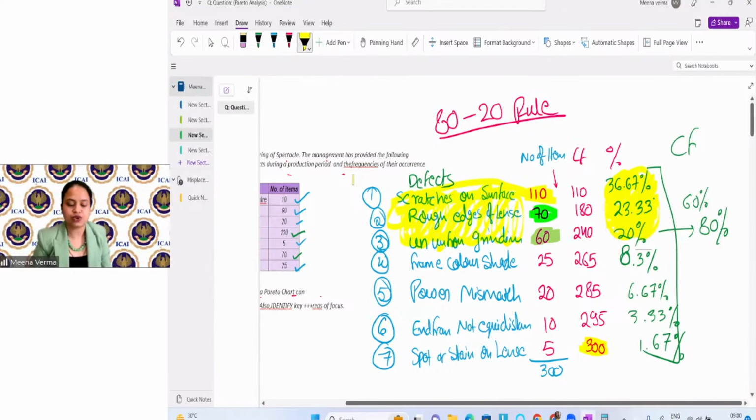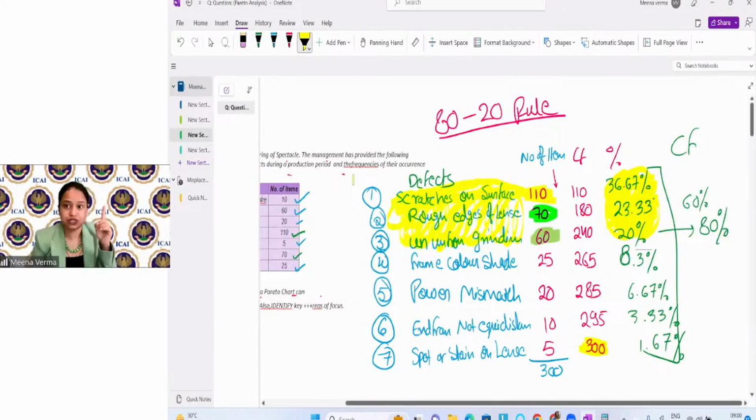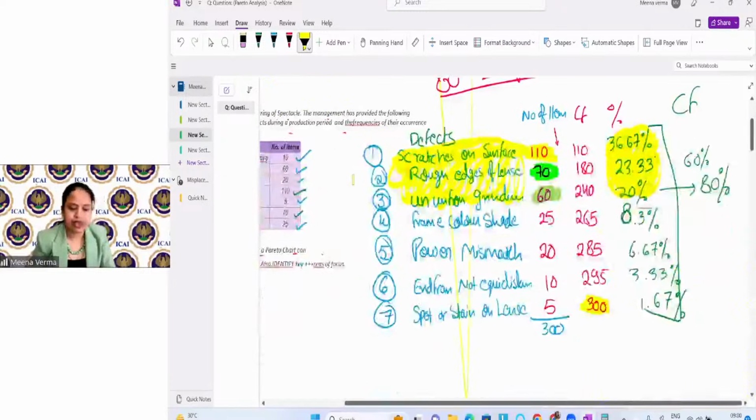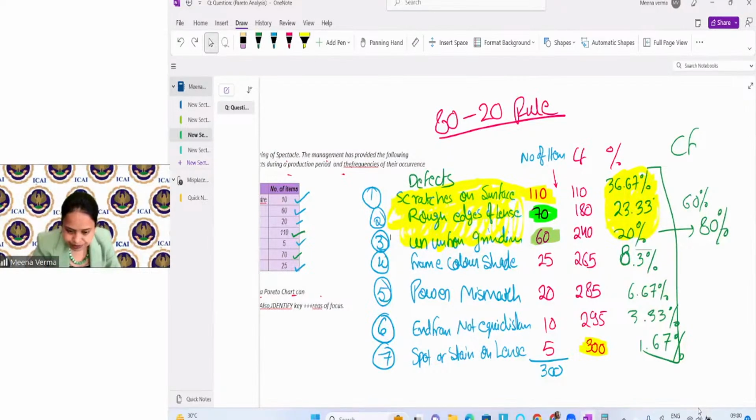So the first reason is what? Most of the defects in the company are happening because of scratches on the surface of specs. Then the second reason is the rough edges of the lens. And the third reason is non-uniform grinding. So this is how you have to answer.